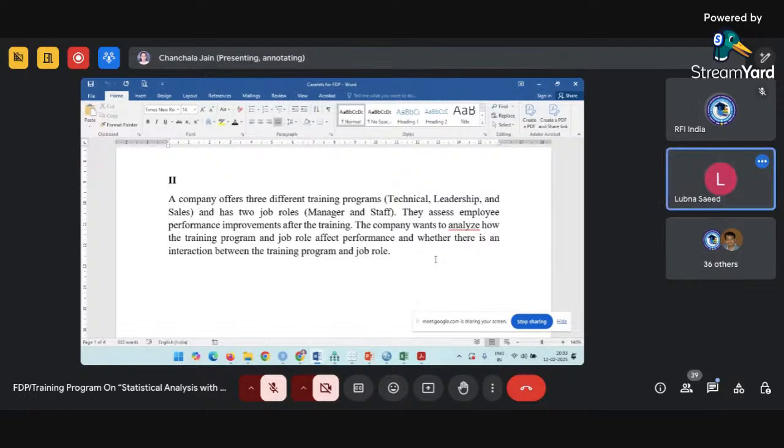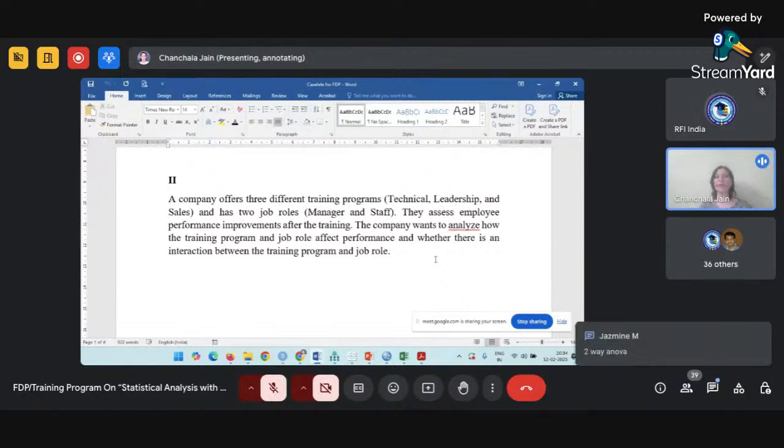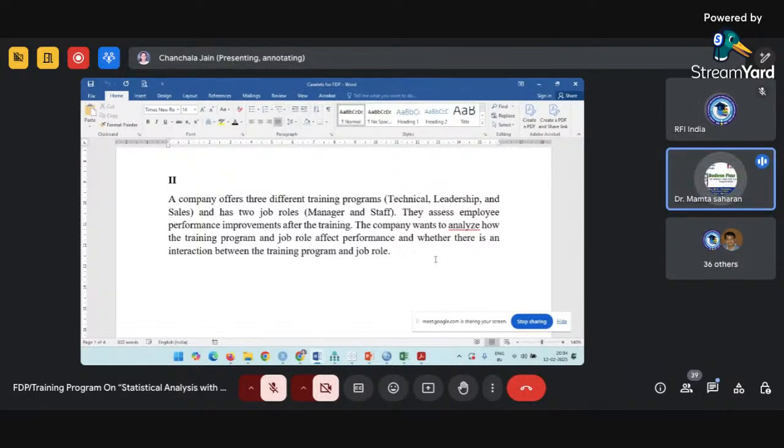Correlation. Okay. Any other opinion? Ma'am, is it t-test? Paired t-test. Fine. Don't you feel it should be ANOVA? How many variables are there? Technical, leadership, sales. Yes, more than two variables. There are more than 2 variables, so we can go for ANOVA.